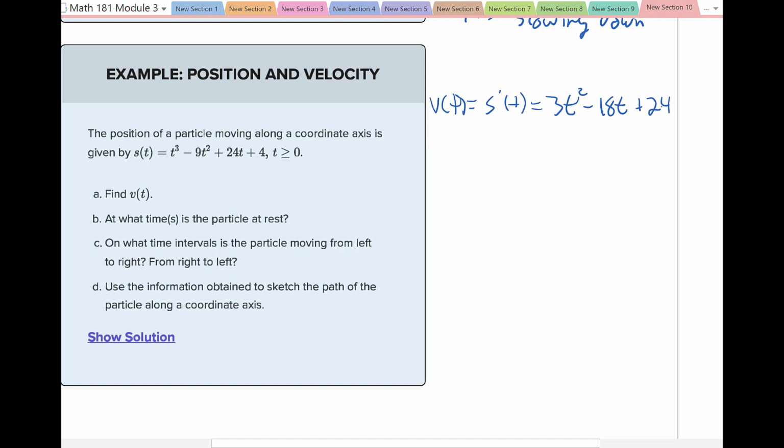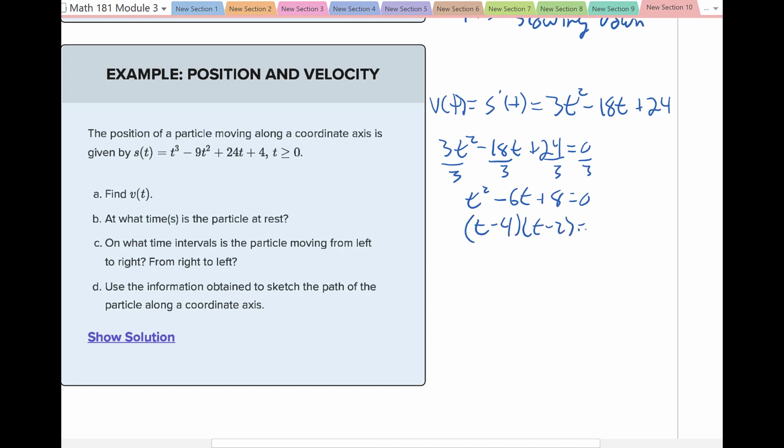At what times is the particle at rest? So we look for 3t squared minus 18t plus 24 equals 0. And I notice that you can divide a 3 out of everything here. So I do. So it's t squared minus 6t plus 8 equals 0. So this factors to be t minus 4 times t minus 2 equals 0.